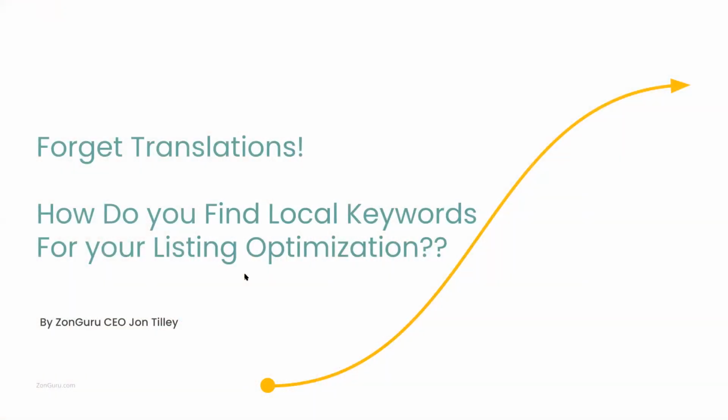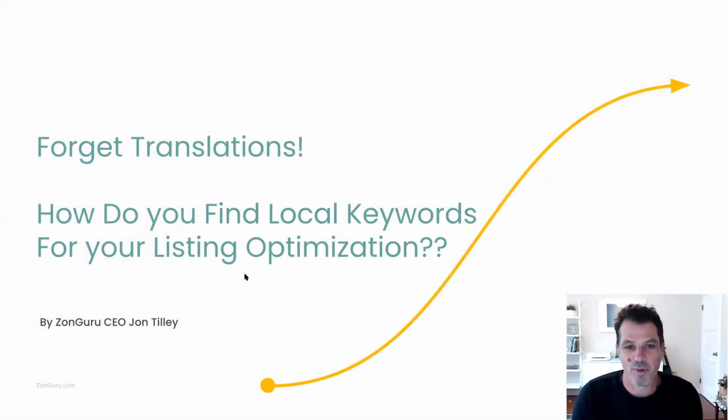All right. So as I mentioned, the title for today's presentation and teaching is Forget Translations. How do you find local keywords for your listing optimization? So we're going to focus specifically on some of the local markets, the emerging marketplaces for Amazon. And the one that we actually look at as an example is Amazon Germany, which obviously is one of the bigger local markets in Europe as well.